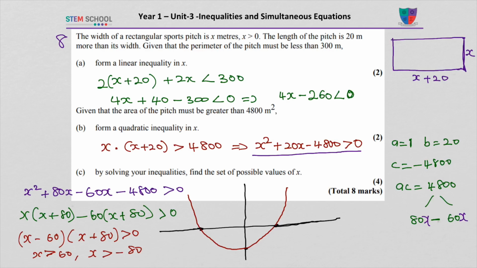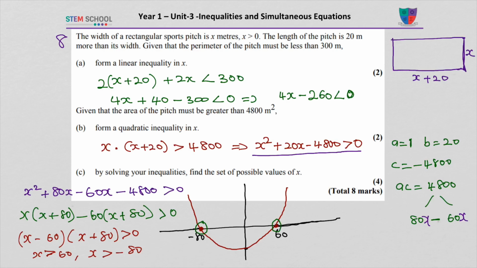So this value here is 60, and that's minus 80. So to mark the point, that's the point, that's the point. Because it's not equal to minus 80 and it's not equal to 60, we select open circle. And we want it greater than, so we're looking for values that are greater than 0. You can see, that is greater than 0, that is greater than 0.